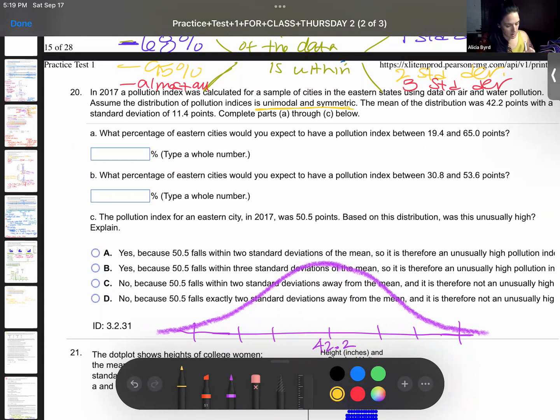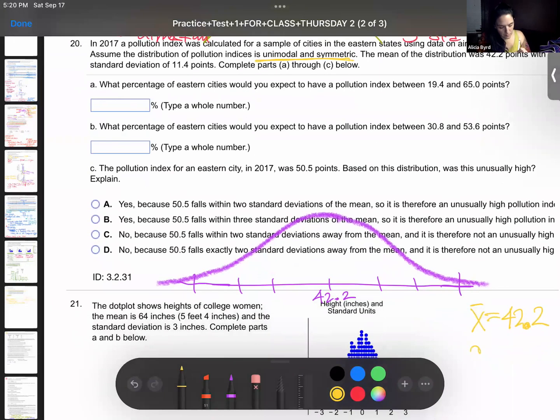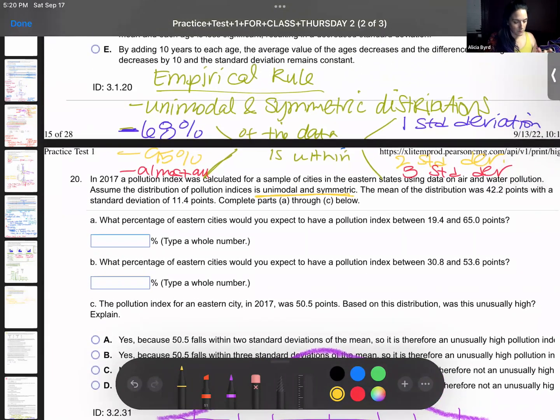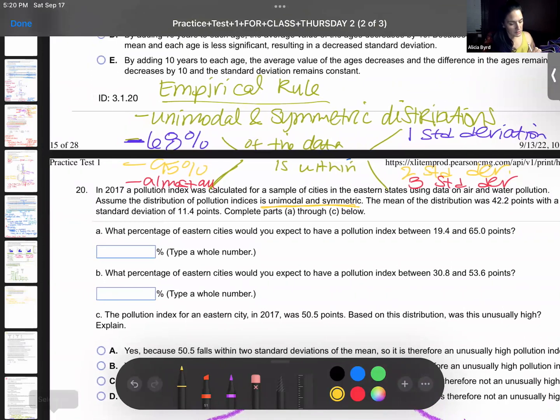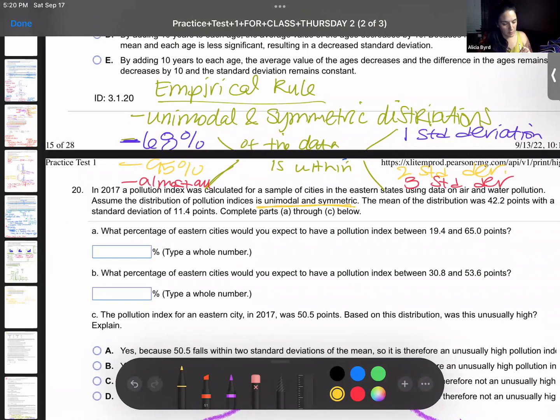We're going to put this down here. We're going to need this in a minute. That's our X bar is 42.2 points with a standard deviation S equal to 11.4 points. Complete parts A through C below. So they're asking, what percentage of eastern cities would you expect to have a pollution index between 19.4 and 65?